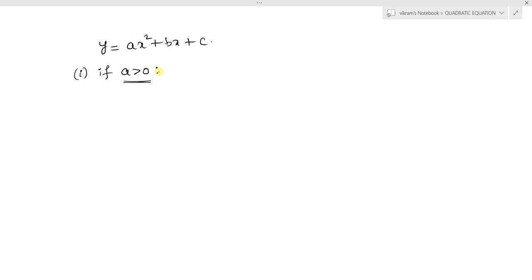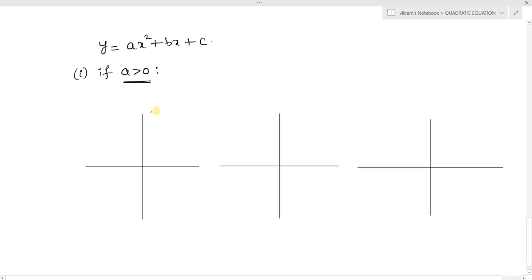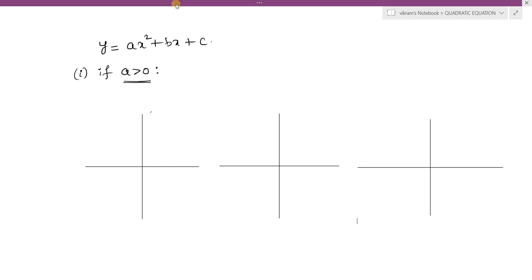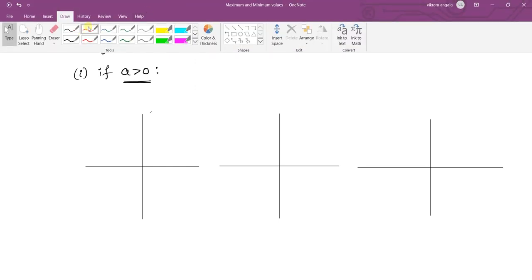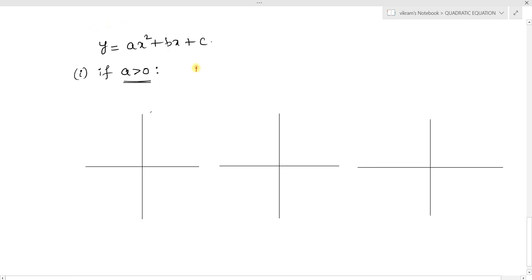Now we will analyze this depending on the values of x. There are three conditions depending on the discriminant. If the discriminant is greater than 0, the roots are real and distinct. If the discriminant equals 0, the roots are real and equal. And if the discriminant is less than 0, the roots are complex.